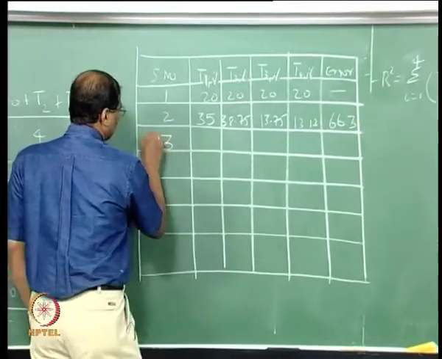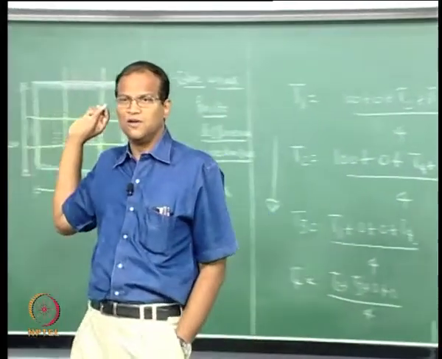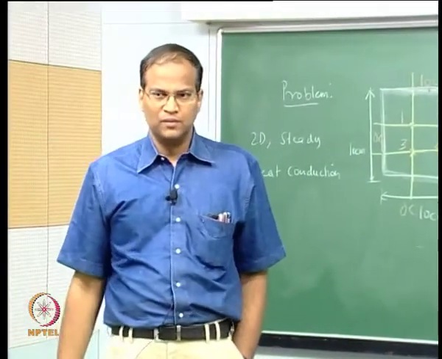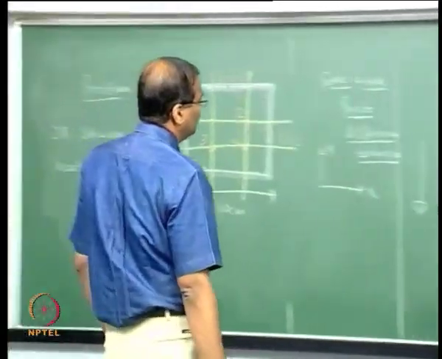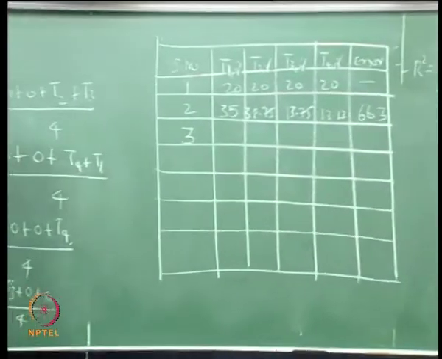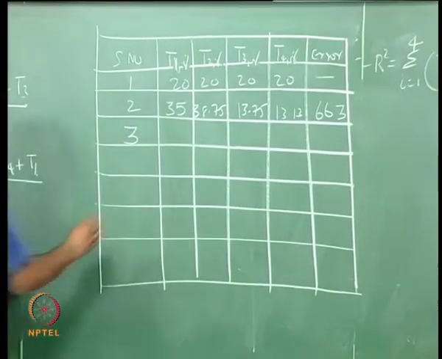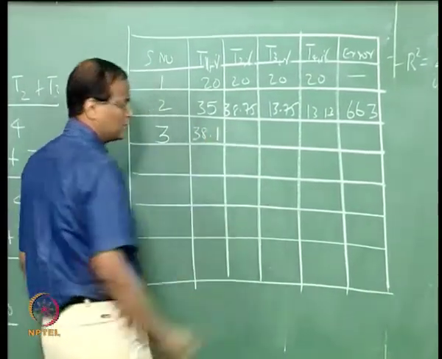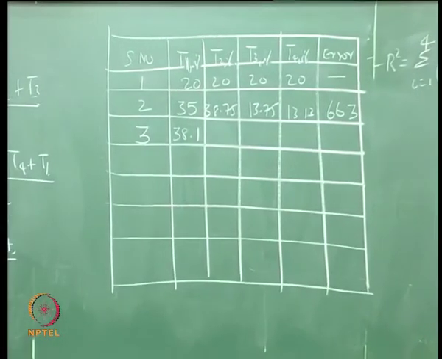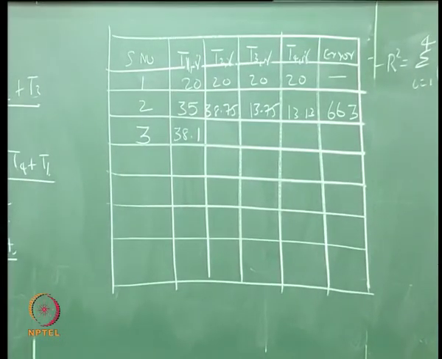Everybody through with this? I have not given the problem number because I have lost track of the problem number. Now T1, please use the latest values: 38.125, we will say 38.1. T2, yeah, is it 12 point, is it correct? Just check.